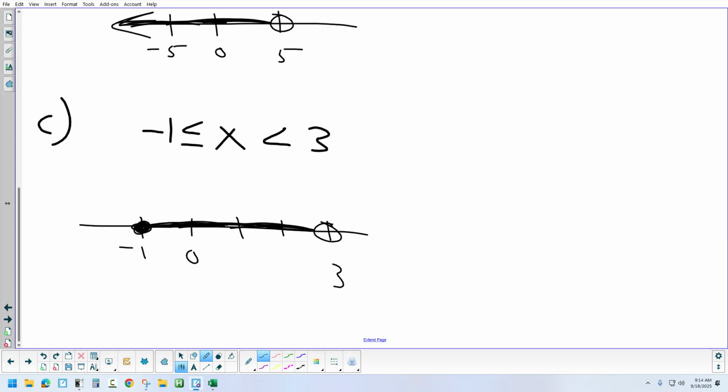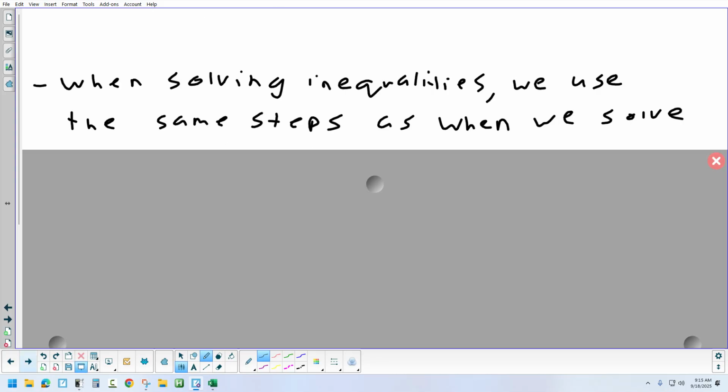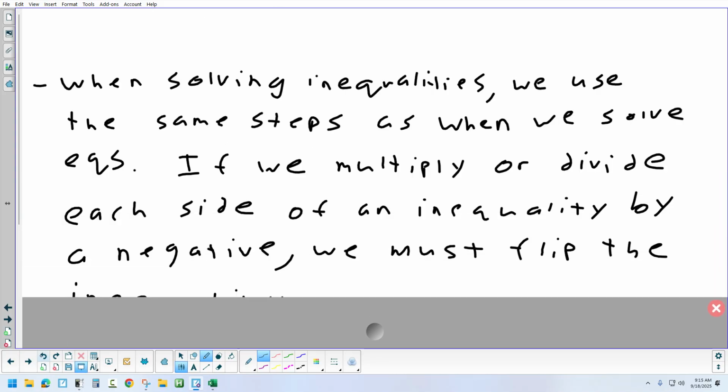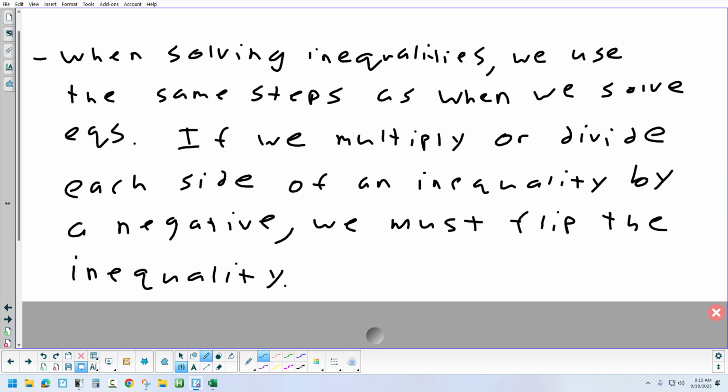All right. Any questions on translating from an inequality to a graph? Okay, so you should be able to translate between all three: set notation, inequality notation, graph notation. So we talked about that already. So when you are solving inequalities, it's the same steps as when you're solving an equation. The only difference is if you ever multiply or divide by a negative, you have to flip the sign, or flip the inequality.